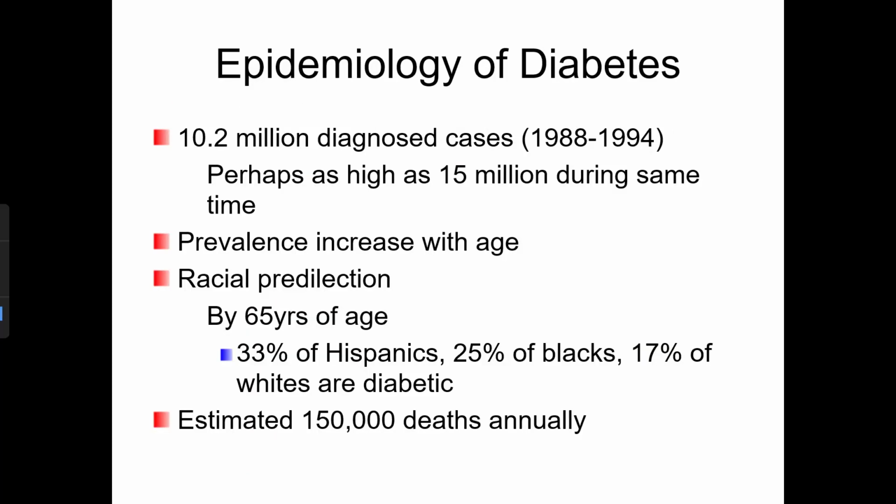Epidemiology of diabetes: 10.2 million diagnosed cases, perhaps as high as 15 million during the same time. Prevalence increases with age, and there is a racial predilection by 65 years of age. 33% of Hispanics, 25% of blacks, 17% of whites are diabetic. It's estimated to cause 150,000 deaths annually.